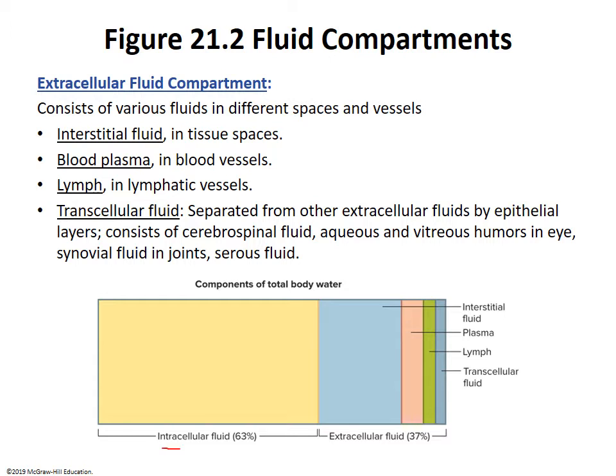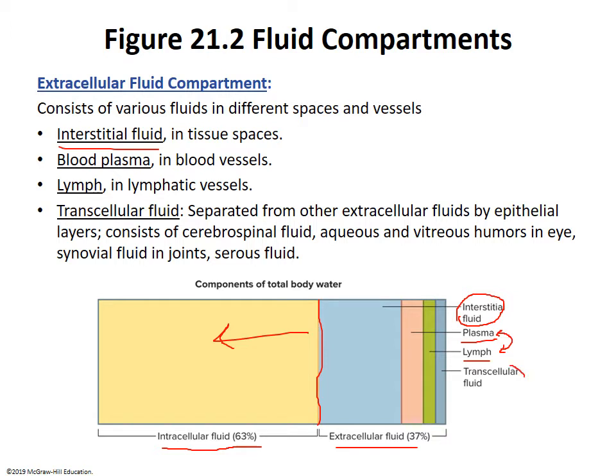Okay, so on this little graph down at the bottom, this is the amount of water that is inside the cells. And then the water that is outside the cells is divided up in a couple different areas. We have what is called interstitial fluid. This is just the fluid that is in between the cells, in the tissue spaces. We have blood plasma and lymph. Again, they're kind of cousins to each other. They're the fluid that's inside those vessels.